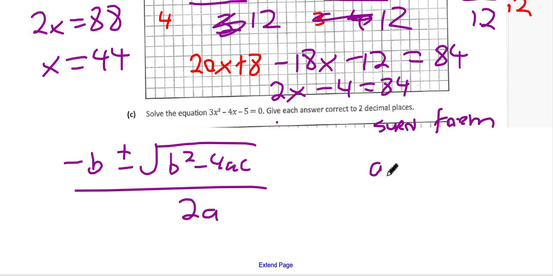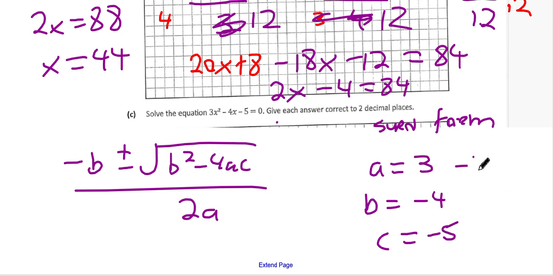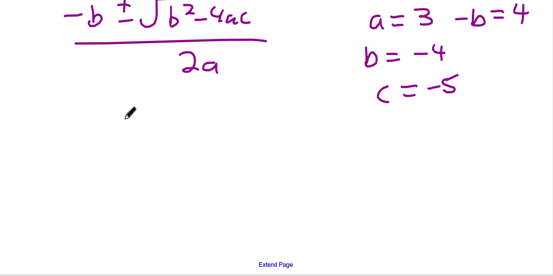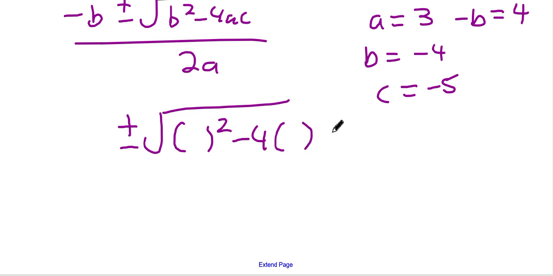What's the a value, people? A value? 3. B value? C value? Minus 5. Minus b value, sorry. 4. Okay. Now, here's what we're going to do. Going to open up a set of brackets for everything here.